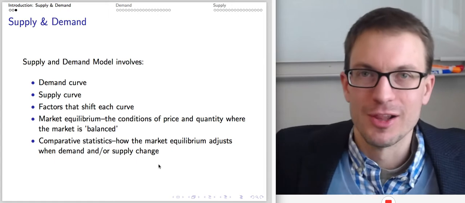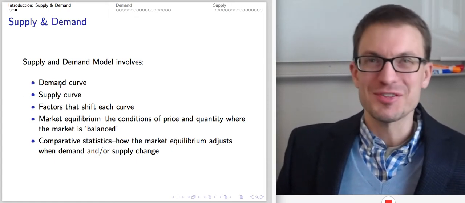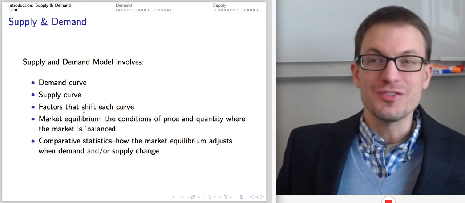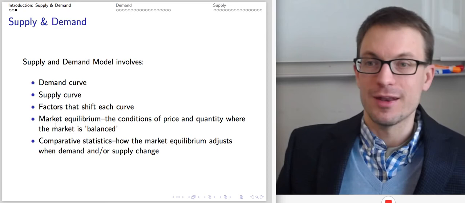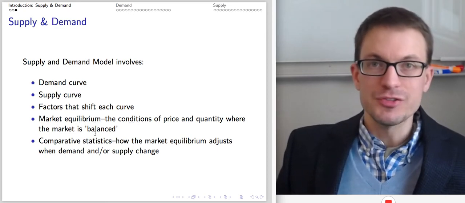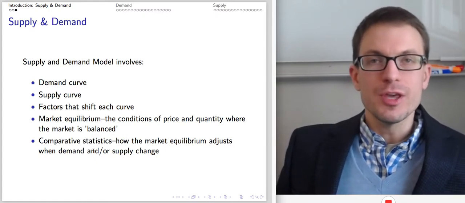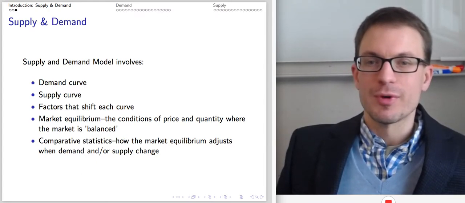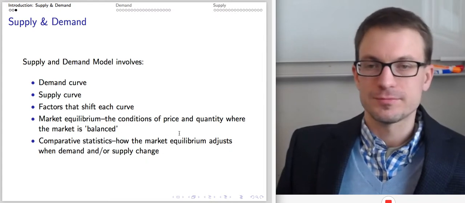So the basic elements of the supply and demand model: we need a demand curve, so we'll talk about that. We need a supply curve. We need factors that shift each curve, that give us an increase or a decrease in supply or demand. We'll define a market equilibrium. That's the conditions of price and quantity where the market is balanced. So we'll define what that means, and then we'll think about comparative statics just a little bit. We'll think about how the market equilibrium adjusts when supply or demand change.